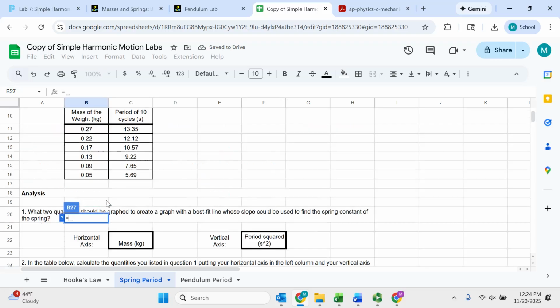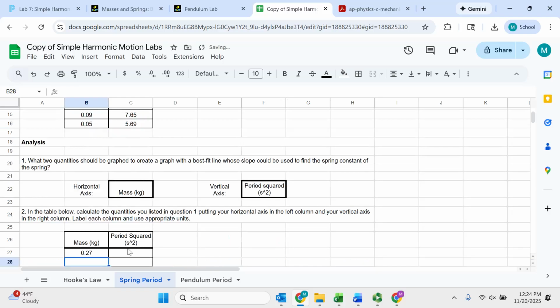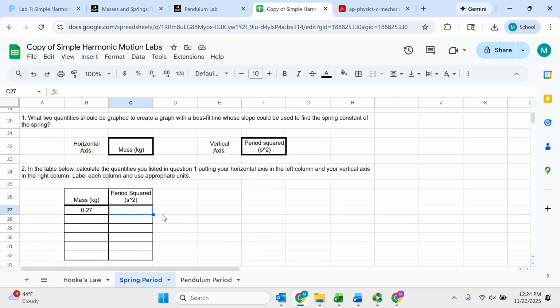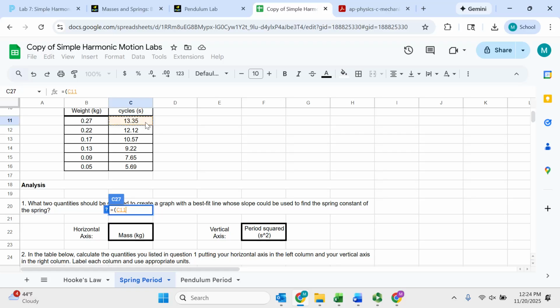Now, if I just want mass to copy over, I'm going to type an equal sign and select this cell. What that's going to tell Google Sheets to do is take whatever value is in this cell and put it in this other cell. So take whatever's in B11 and plug it into B27. Now the next one, I want to calculate period squared. So I have a period of 10 cycles. So the first thing I would need to do is take the period of 10 cycles and divide it by 10. So there we go, I've done that. I put it in parentheses so I make sure it does that division first, and then I'm going to square whatever that number is.